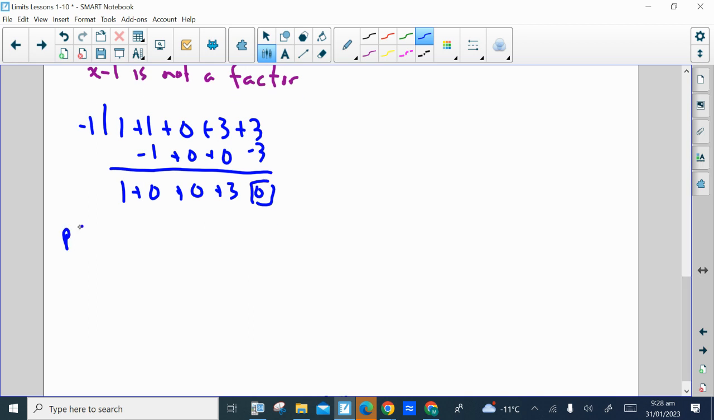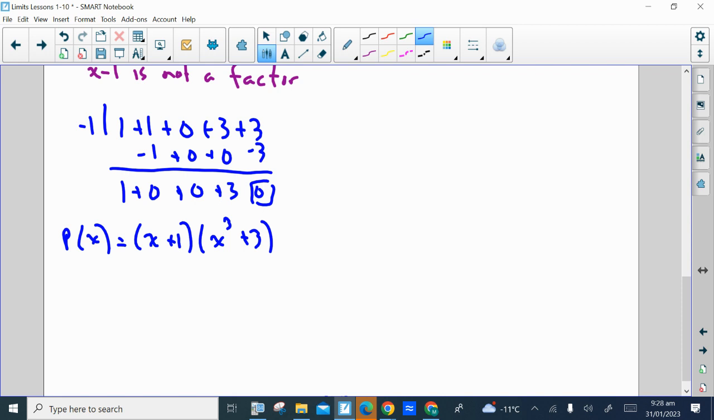Our factors are x plus 1. In this case, we divided a fourth degree polynomial by a first. That'll give us an x cubed. It's 1x cubed plus 3. There's your factors.